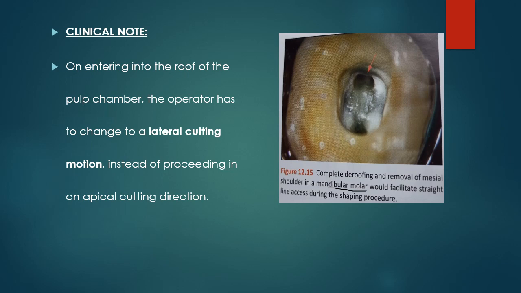When we enter into the access cavity preparation, after entering into the roof of the pulp chamber, we have to go for the lateral cutting motion rather than the apical cutting motion. This is one of the important clinical notes. This point has to be remembered while we perform the access cavity preparation.